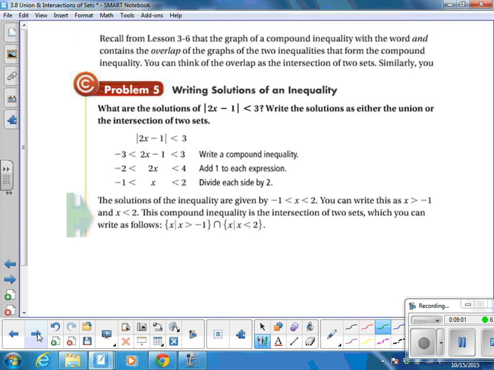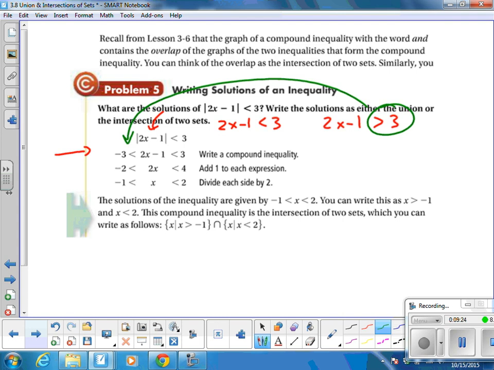Reading symbols of an inequality. Perfect. Let's play this out here. Now notice what's interesting here is we know that our two equations are 2x minus 1 is less than 3 and 2x minus 1 is greater than 3. But we can turn that into a compound inequality right here by just taking this piece and tacking it on the end here. And you can see how this plays out.